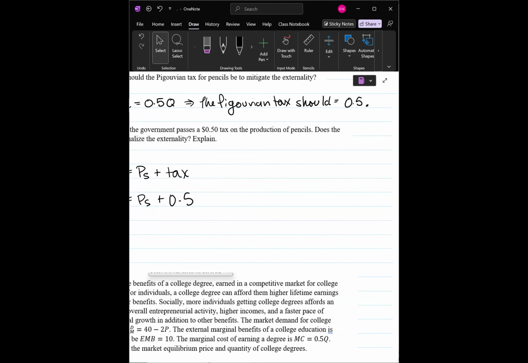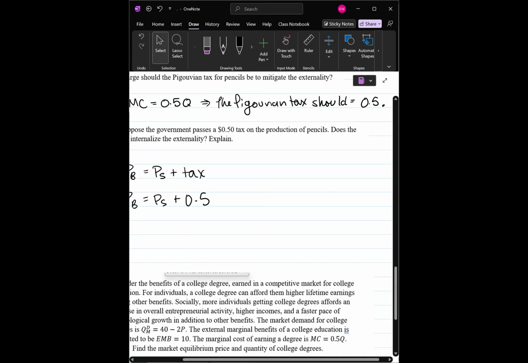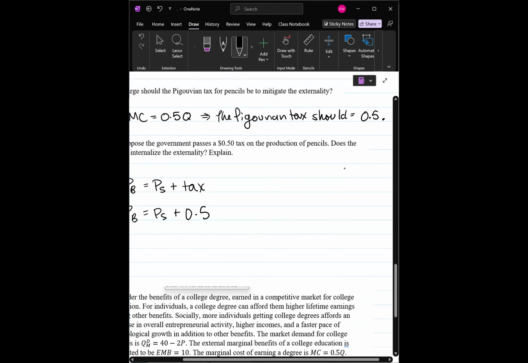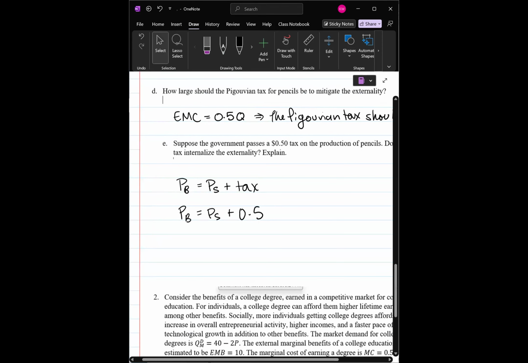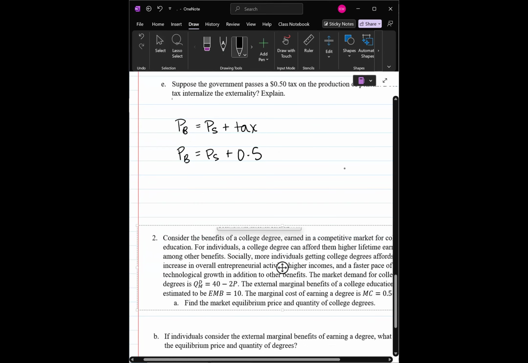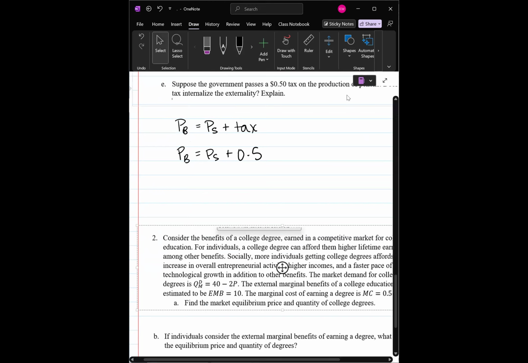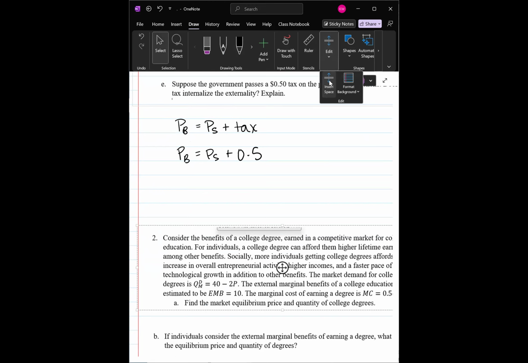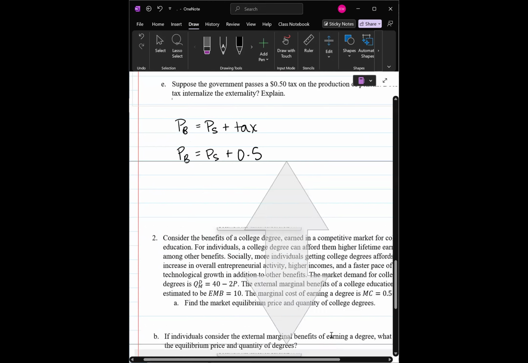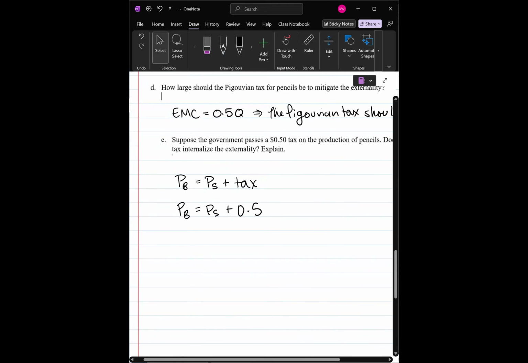Okay, so going back to part D, I accidentally added the quantity. It's just going to be 50 cents per pencil, right? So that's what our equation here relating the price that buyers pay and the price that sellers receive is going to get us. Okay, so let's go ahead and consider our supply and demand equations for these pencils.